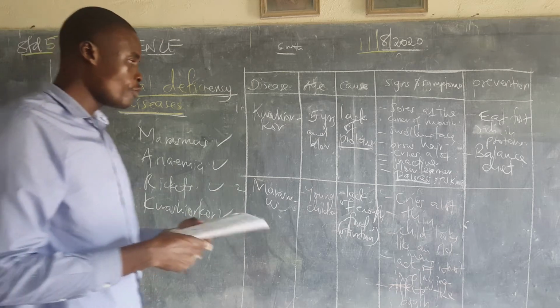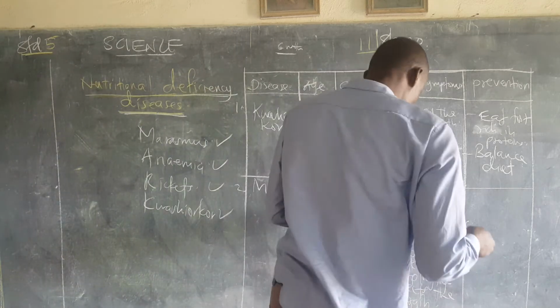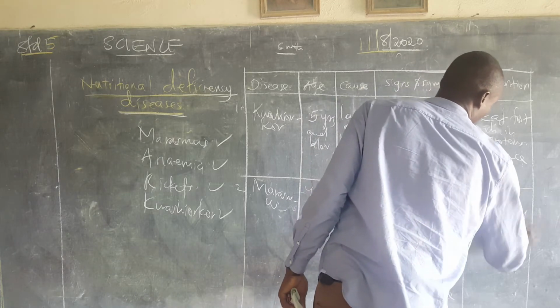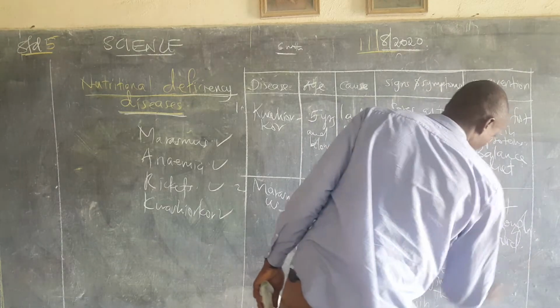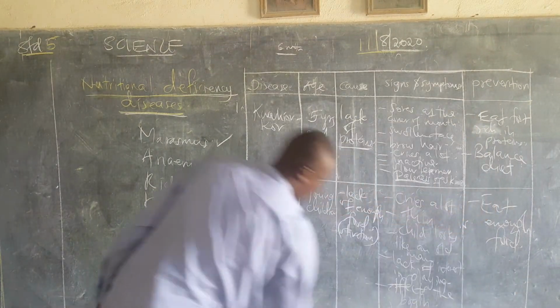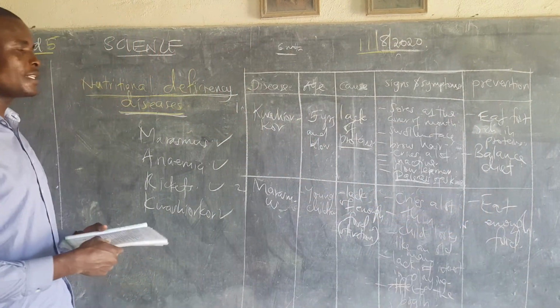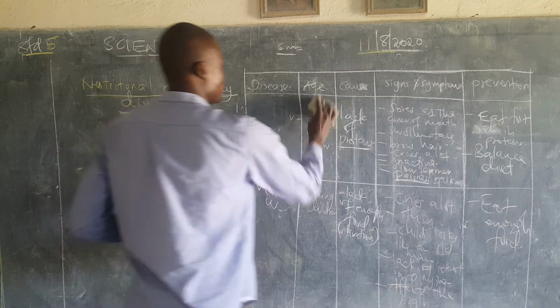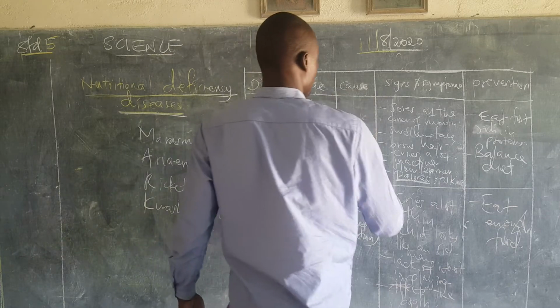And then, how do you prevent it? Prevention: you should eat enough food. We should give our children enough food, food that satisfies them, and it should be a balanced diet. Then we go to our next one.